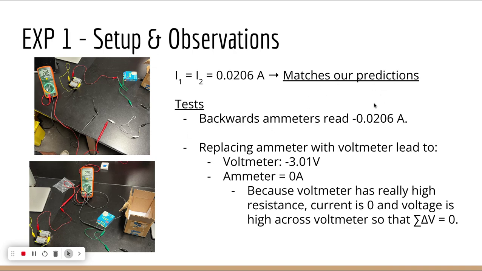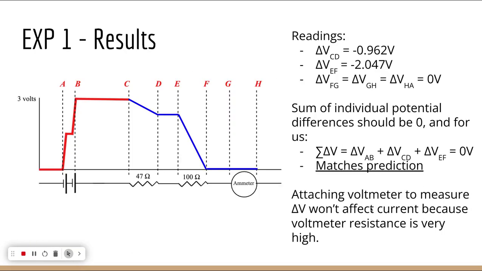For some observations and tests we did, the backwards ammeter reads the negative of this. And if you replace an ammeter with a voltmeter, it leads to a voltmeter reading of negative 3 volts and an ammeter reading of 0 amperes. This is because the voltmeter has a really high resistance, so the current becomes 0, and the potential difference across the voltmeter is really high, so that the sum of the potential differences equals 0, like the law.